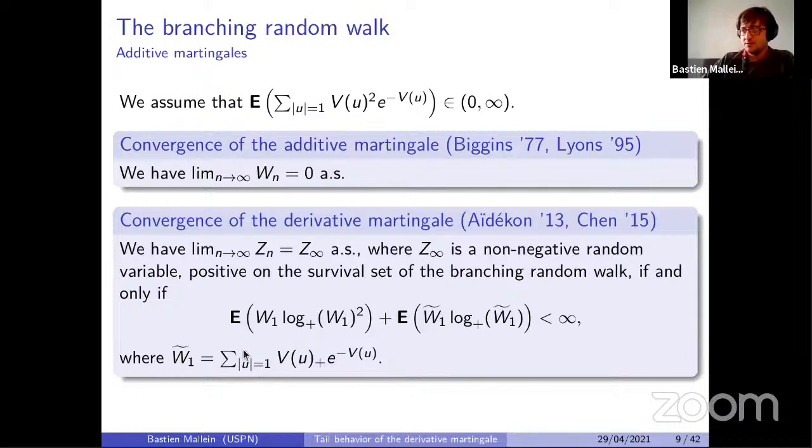Okay, so this integrability condition is somehow a branching-with-displacement version of the L log L integrability condition for the Galton-Watson process. For the Galton-Watson process, we know that when we look at the reproduction law, the martingale associated to the Galton-Watson process converges to a non-degenerate limit if and only if the expectation of L log L is finite. So the analogue in the branching random walk world is this additional integrability condition.